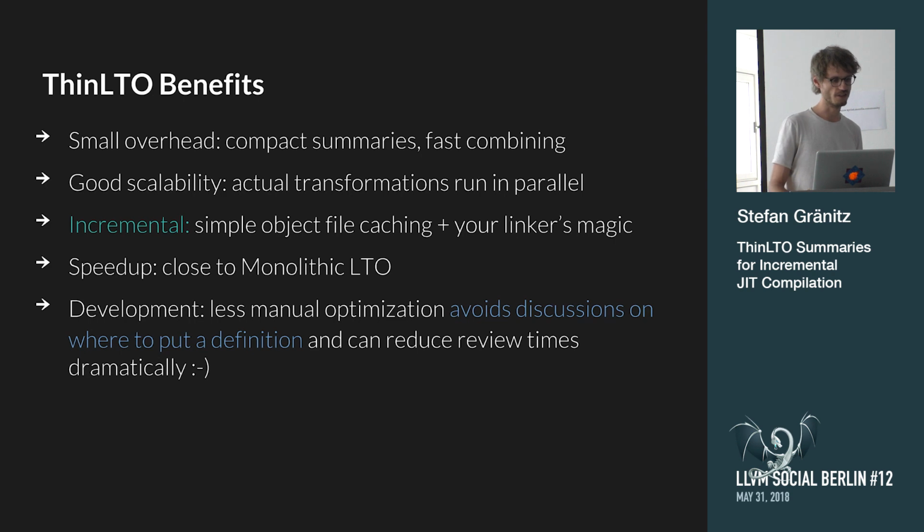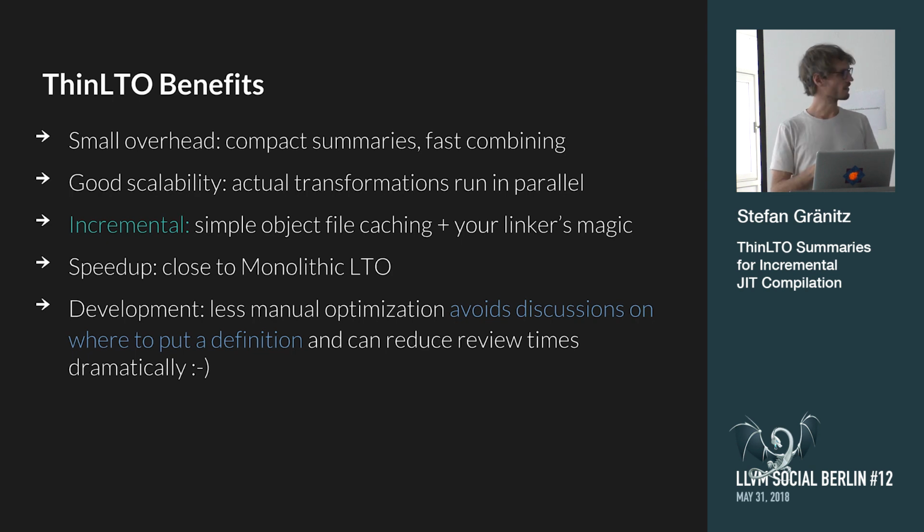The benefit of this is it has very small overhead compared to monolithic LTO, because, as I said, the summaries are very compact. They only deal with globally unique identifiers, not with real names, and it's made to be combined very fast. So the whole thing scales much better than monolithic LTO because the actual transformations run in parallel.